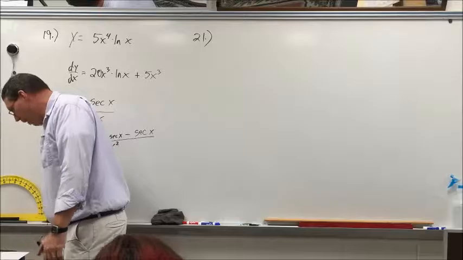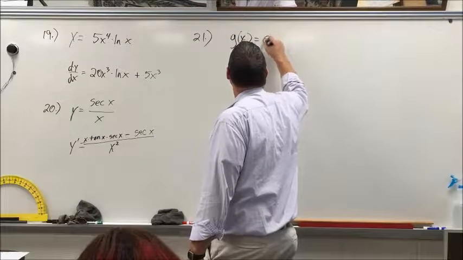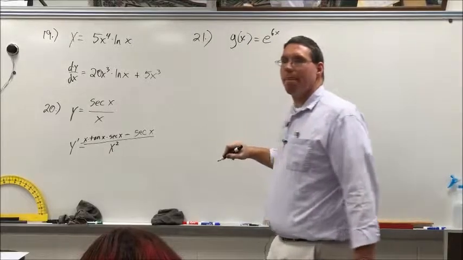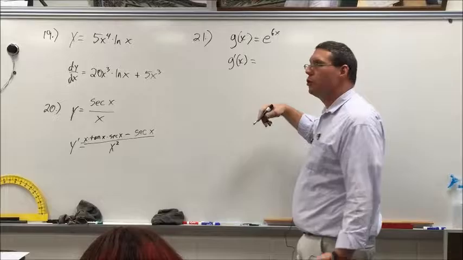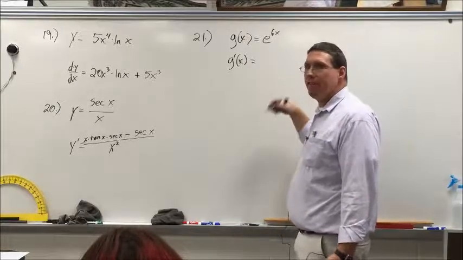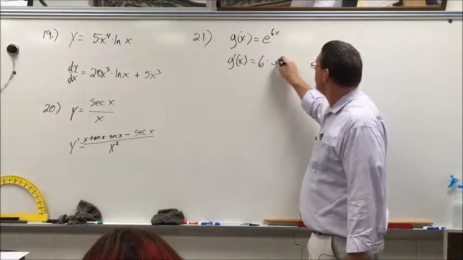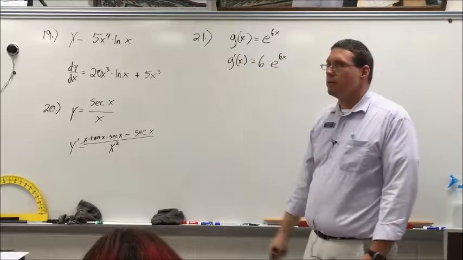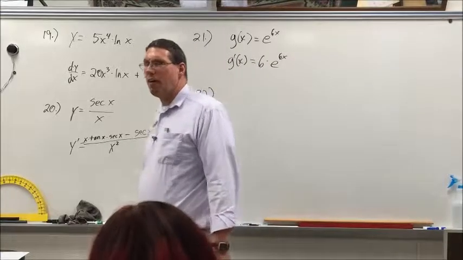Yeah. All right, 21. G of x equals e to the 6x, right? So g prime of x is equal to, what rule are we going to use here? Chain rule. What's the derivative of the inside function? 6 times e to the 6x, good to go.